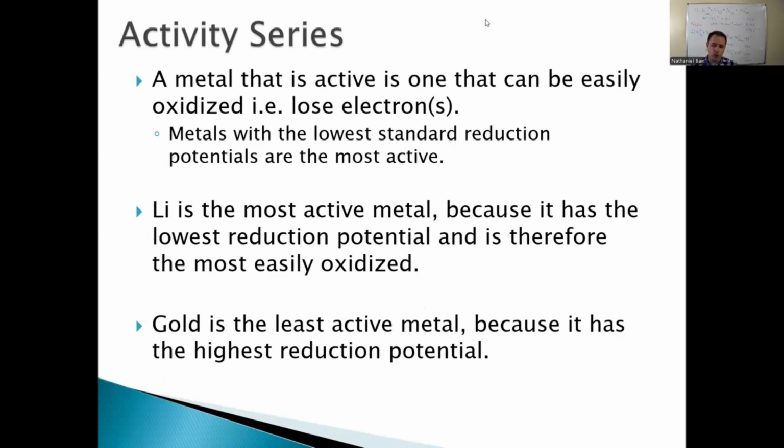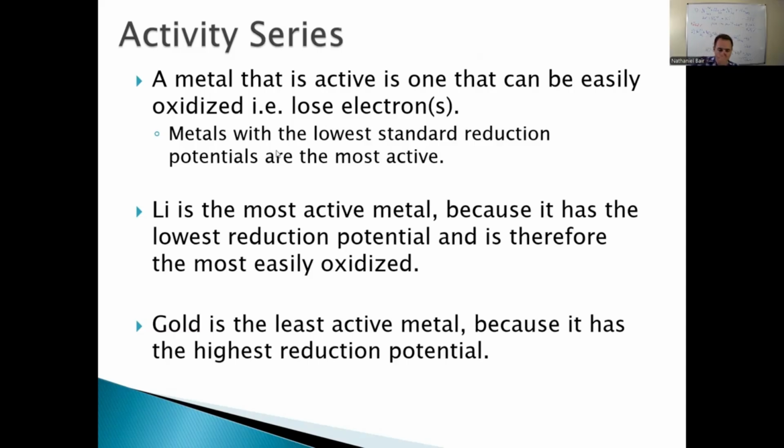Now what I want to do is show you guys how to use the standard reduction potential table to predict the activity of metals and whether or not a single replacement reaction is going to occur.